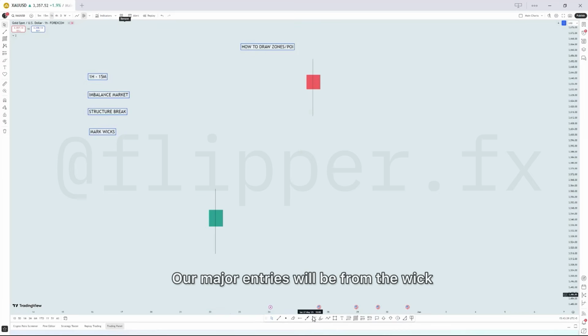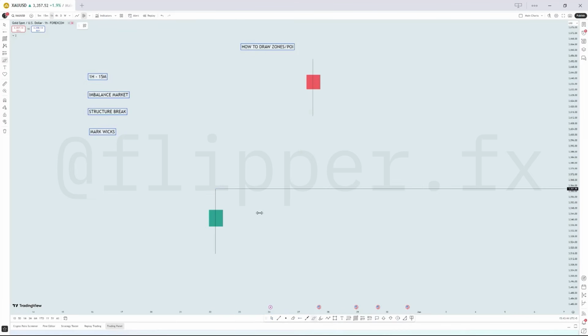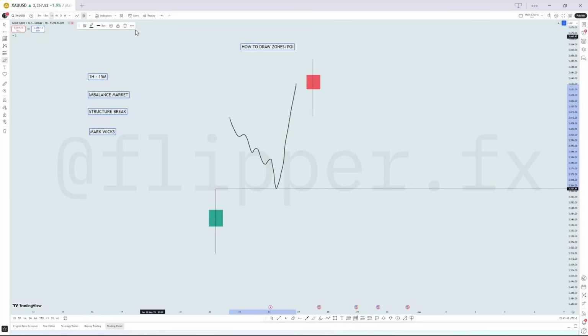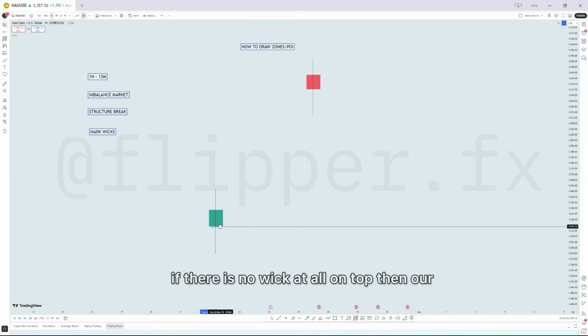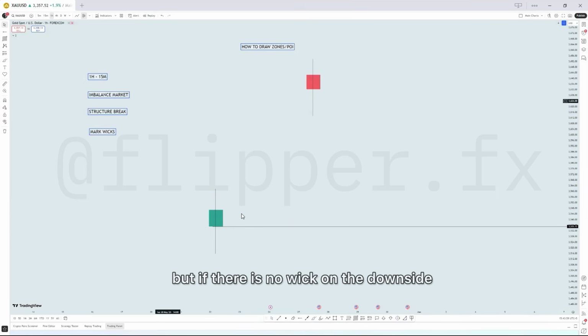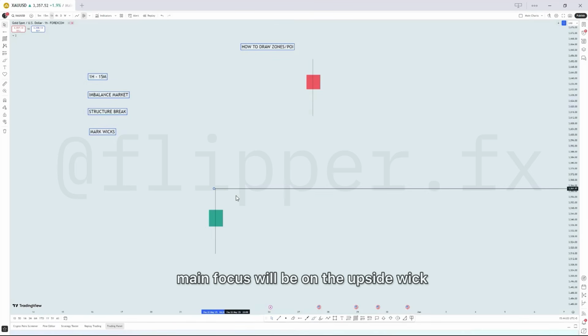Our major entries will be from the wick, the candle wick. In a bullish case, the focus will be on the upside wick, and if there's no wick at all on top, then our focus will be on the downside wick. But if there's no wick on the downside and only on the upside, then of course our main focus will be on the upside wick, where price will hit and move up. And same goes for the bearish candle.